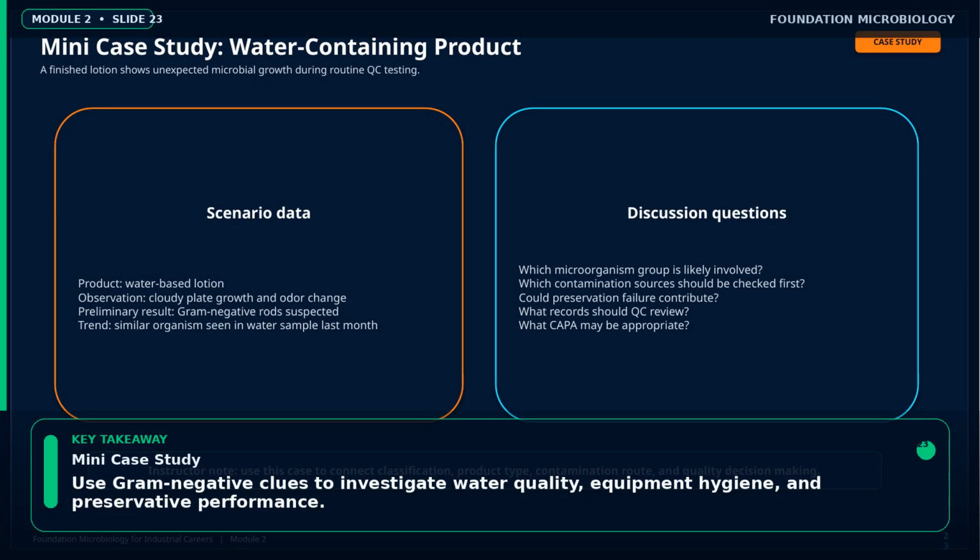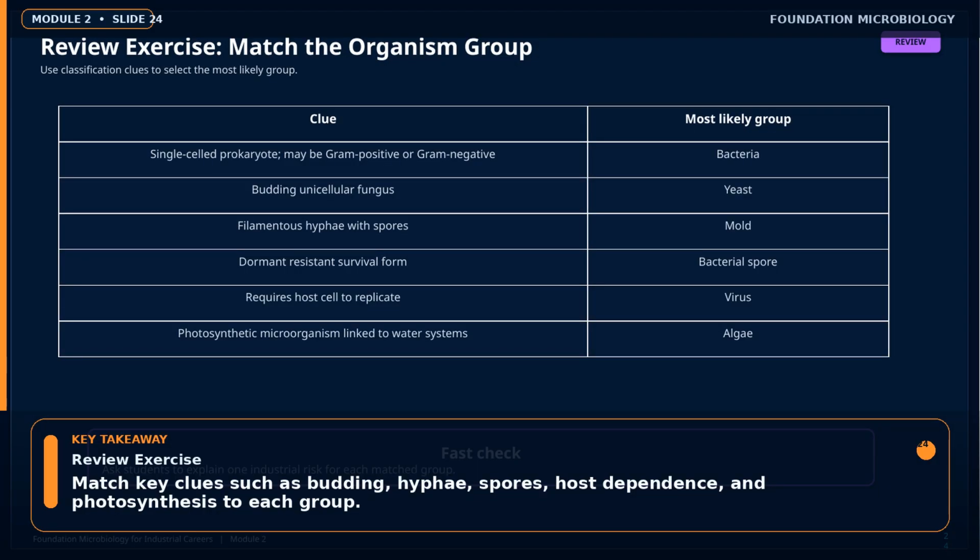In this case study, a water-based lotion shows cloudy growth, an odor change, and suspected gram-negative rods. A scientifically sound investigation should examine the water system, equipment hygiene, preservative performance, previous trends, relevant batch records, and appropriate corrective and preventive actions. This review exercise tests your ability to match clues with the most likely microbial group.